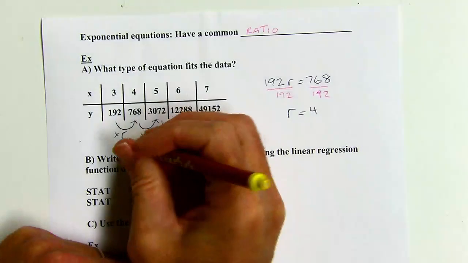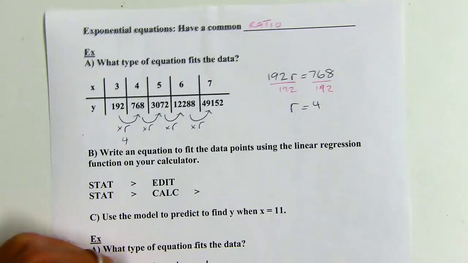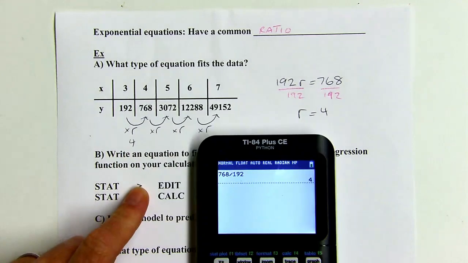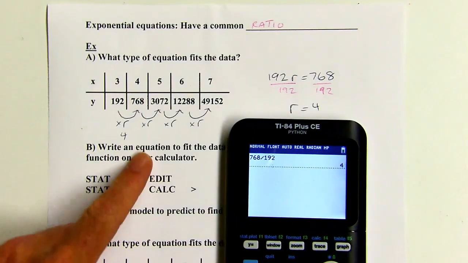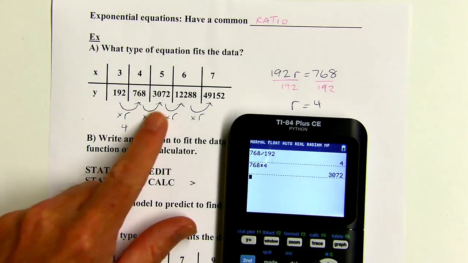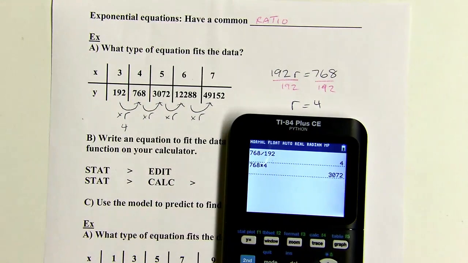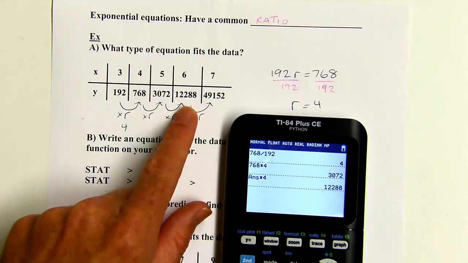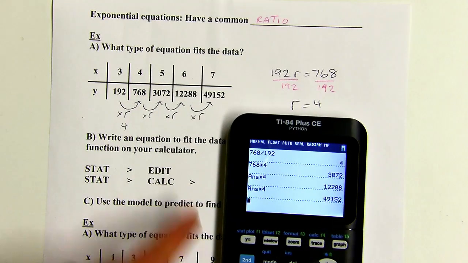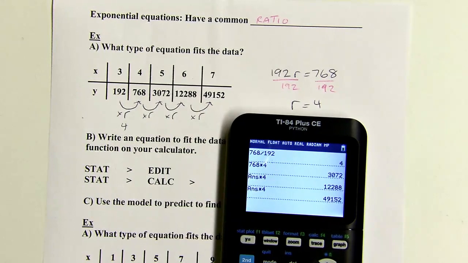So now that I figured out that this is 4, that I'm multiplying by 4, I want to test to make sure that ratio works with the rest of these. That's really going to get me from y value to y value. Okay, so 768 times 4. Hey, that does give me 3072. Let's multiply that by 4. 12,288, and the last number there, 49,152.